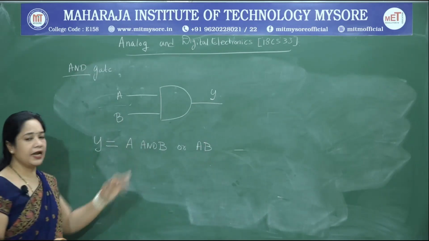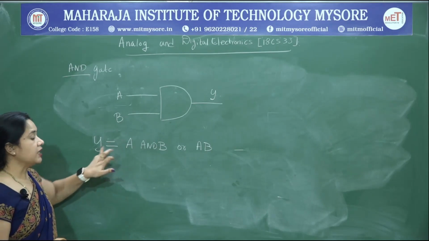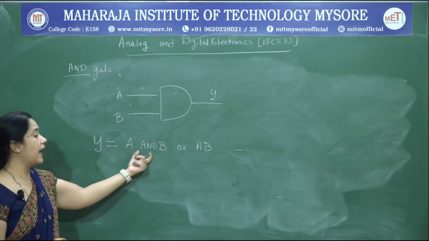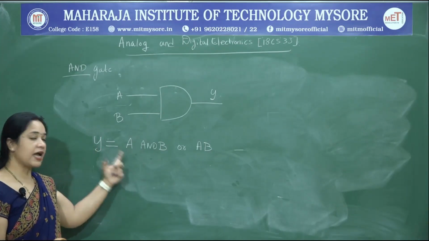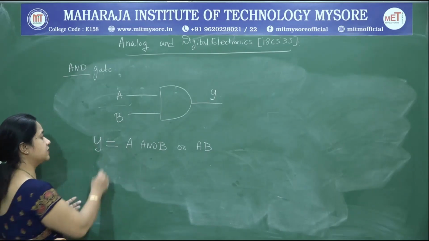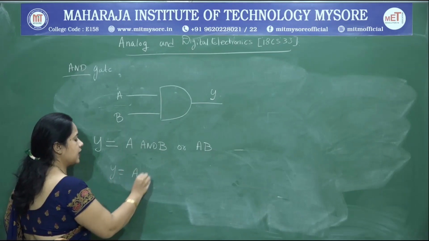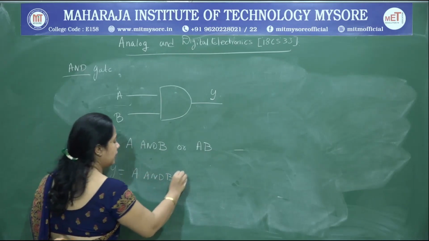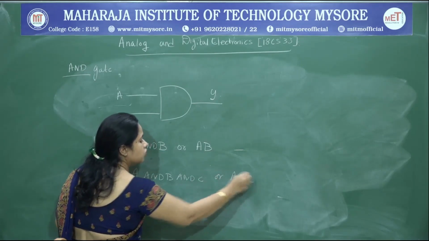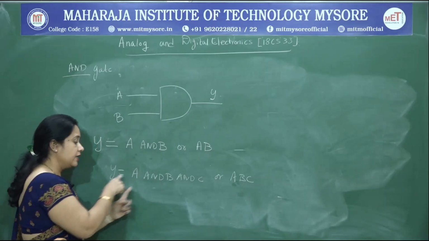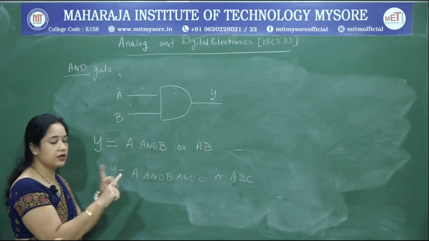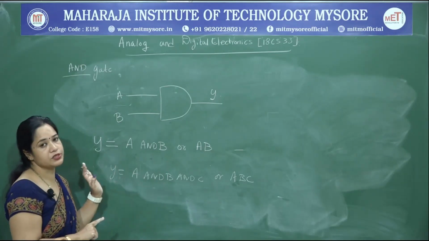So when I say A and B, what I mean is the output Y is 1 when both A and B are 1. So that is what we mean by AND gate, where the output is 1 only when both the inputs A and B are 1. If you have 3 inputs, A, B and C, it is A and B and C, or simply ABC. In this case, for the output to be 1, all the 3 inputs should be 1. Even if one of them is low, the output is going to be low.